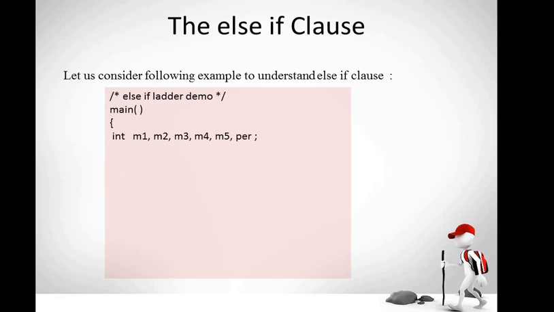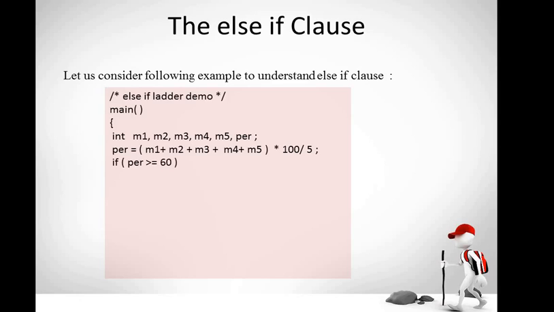So inside this main function there are total 5 variables, m1, m2, m3, m4 and m5. Let's say there is one student and the student has 5 subjects, and these subjects have marks. So we are going to calculate the percentage of that particular student. How can we do that? Simple calculation: summation of the marks of all the subjects divided by number of subjects, multiplied by 100. So we get our percentage.